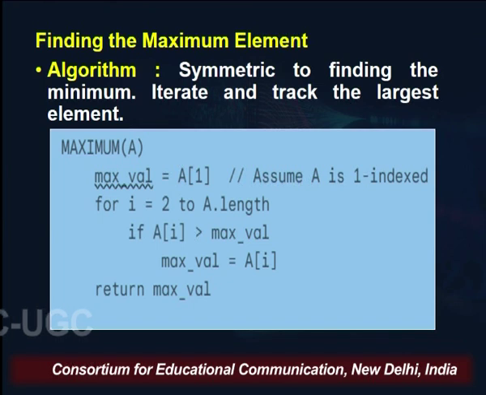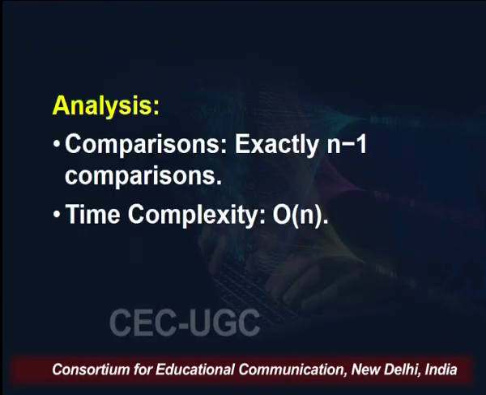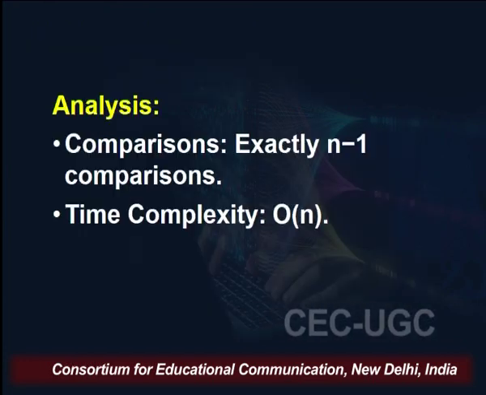Then we start iterating through the array, for i equals 2 to A.length. If A[i] is greater than max, then max equals A[i], and finally we return this maximum value. So, now this is also trivial. Coming to the analysis, it is exactly the same: n minus 1 comparisons, time complexity order n.